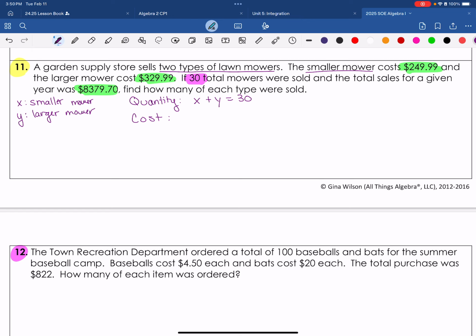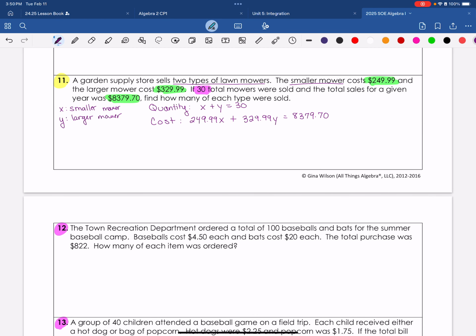My cost equation is going to say, okay, well, I know that a smaller lawnmower costs $249.99 per lawnmower, plus my larger one costs $329.99 times the number of larger lawnmowers altogether. That's going to cost $8,379.70. Again, with this one, I would probably use substitution, and you're definitely going to use a calculator for this guy. And I'll post what the answers are for each of these so that you can easily check your work and go back.